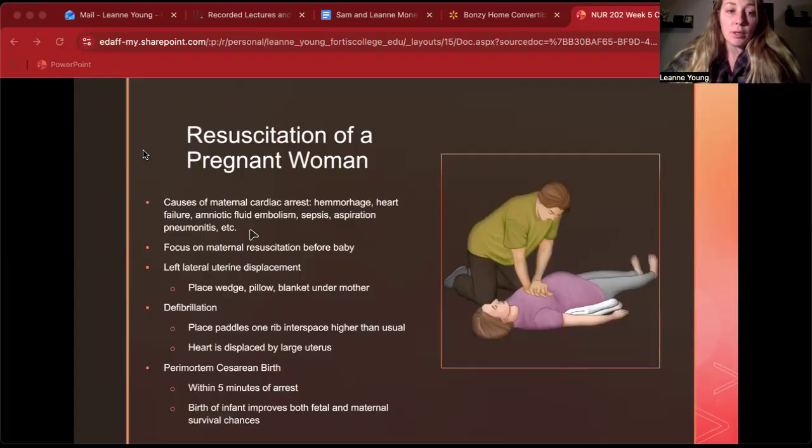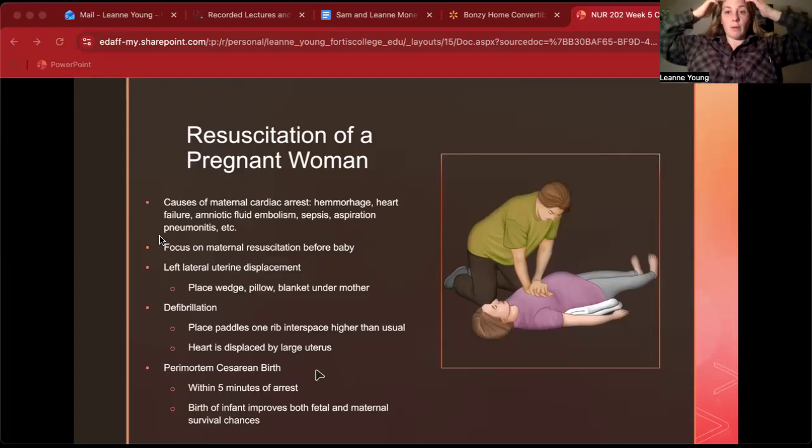Some causes of maternal cardiac arrest could be a hemorrhage, heart failure, amniotic fluid embolism, sepsis, aspiration, pneumonia, all that kind of stuff, okay? If we have to defibrillate a mom, we need to place the paddles one rib interspace higher than usual to account for uterine displacement. The heart is displaced by the large uterus, right? We know that all the internal organs are going to be shifting a little bit, so we need to take that into account when we're placing the pads.